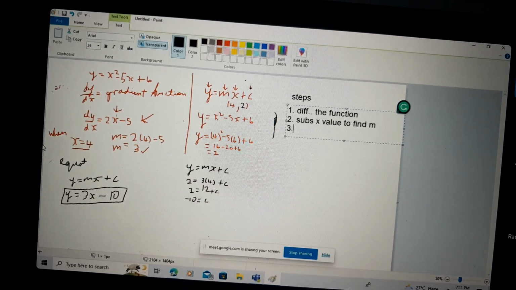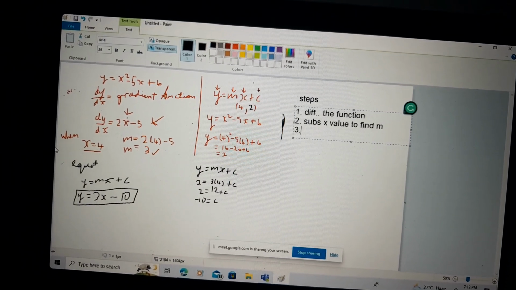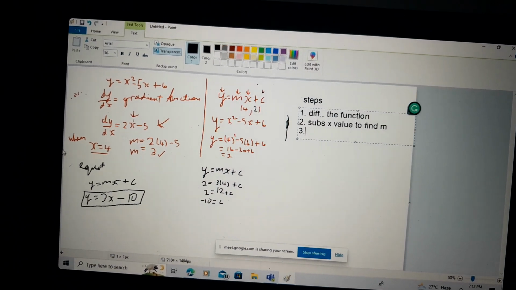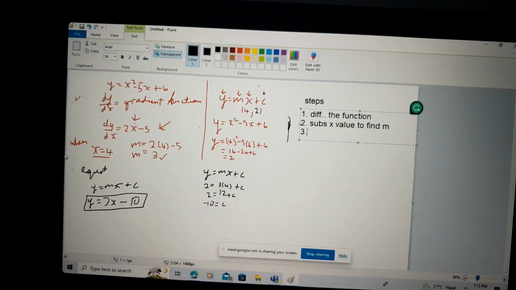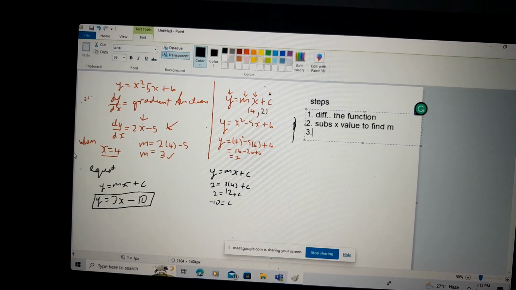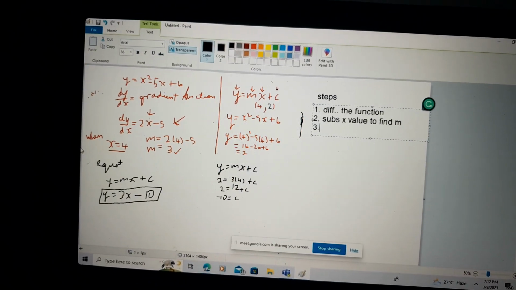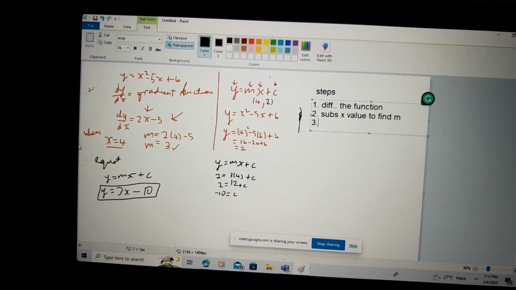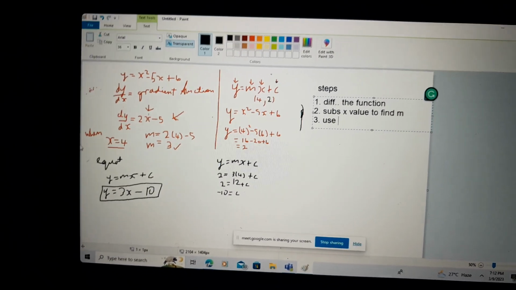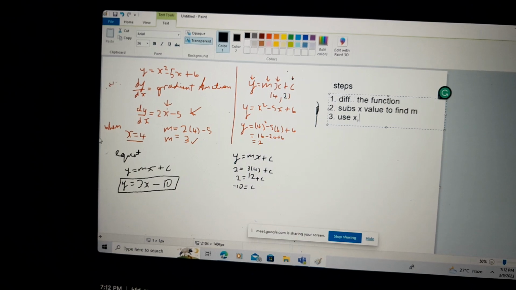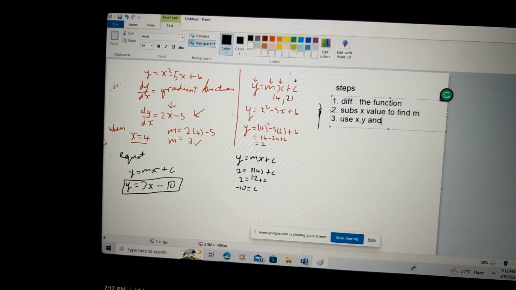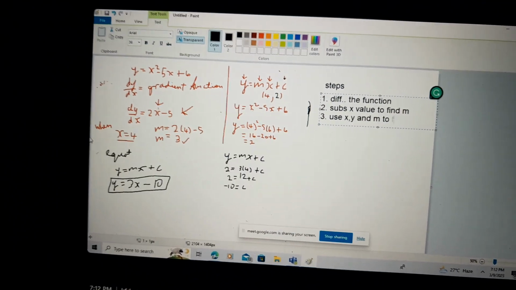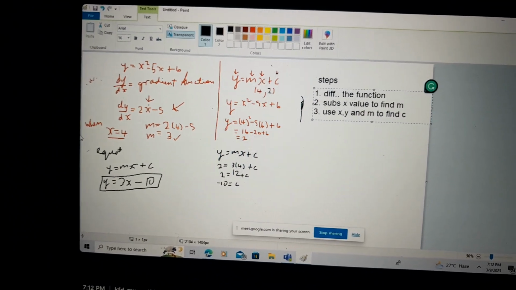This is a step that's passing, right? So what we really wanted to do, why did we need the y value? What was the main thing we wanted to find in the end? So we could find c. Very good. So the third thing is use x, y, and m to find c. That's the important thing.